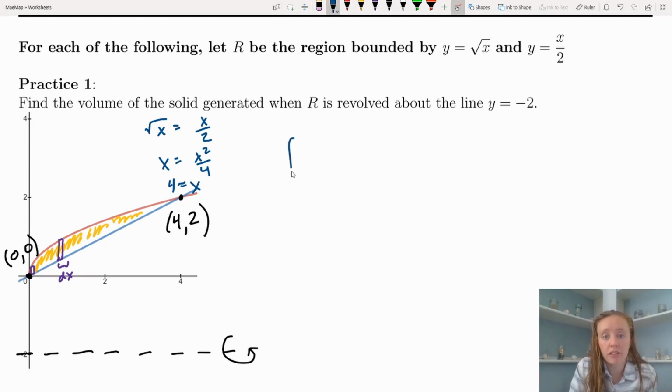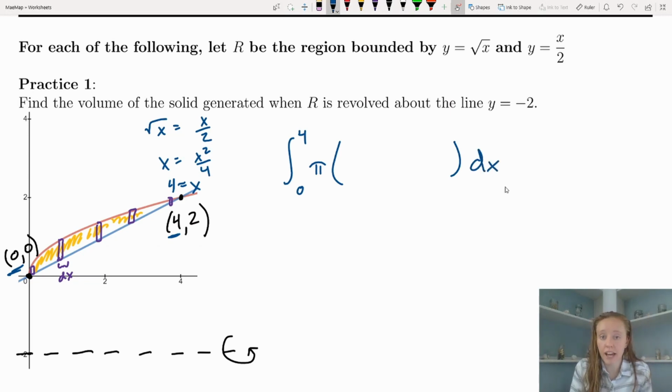So setting up my bounds, I care about my x bounds, so that's 0 to 4. I start drawing my rectangles at 0, and I stop drawing those rectangles at 4. So there's just a couple filled in so that you can see them. But envision them along that entire region. Now I know that I'm going to have pi times my outer radius squared minus my inner radius squared, and I'm integrating this with respect to x. I just need to figure out my radius.